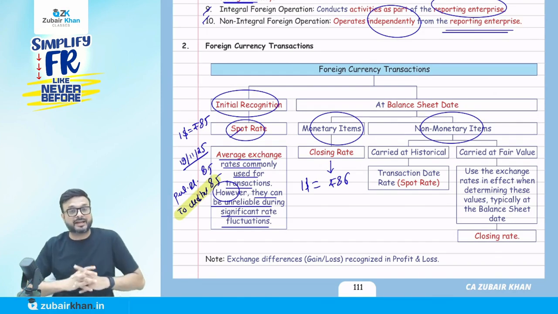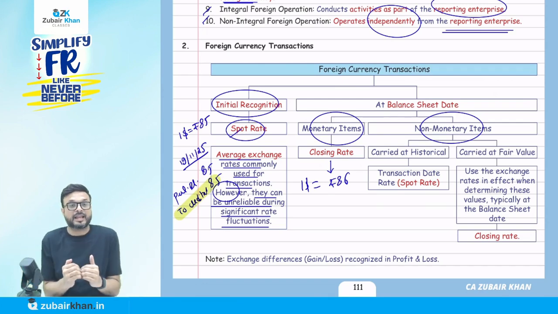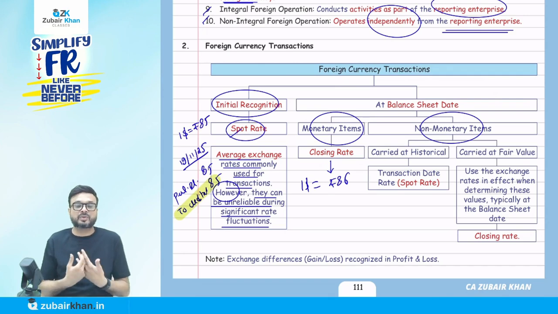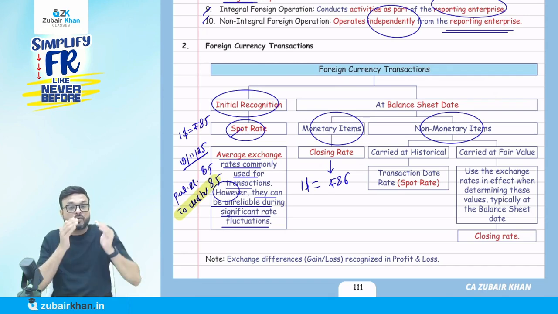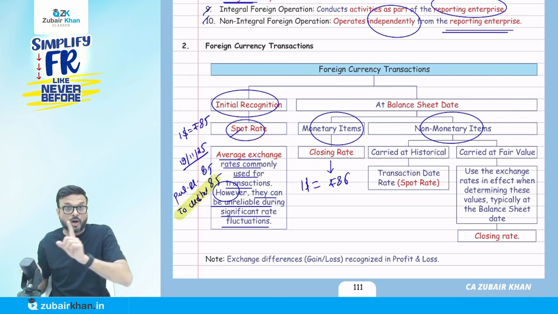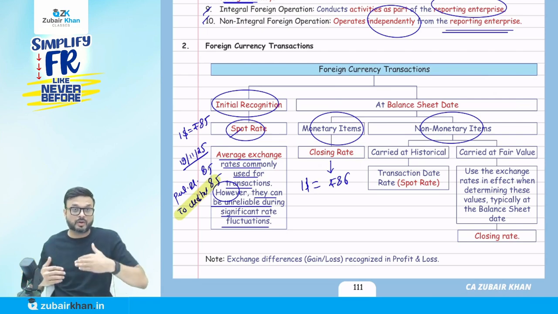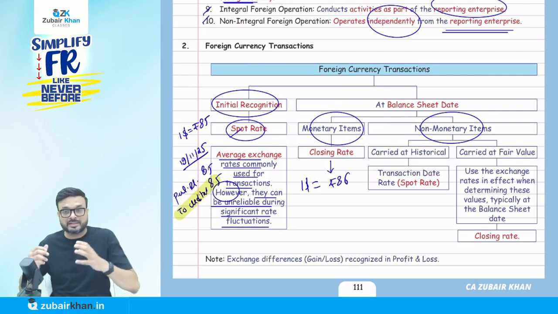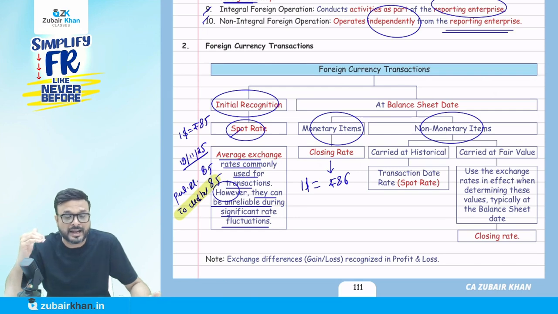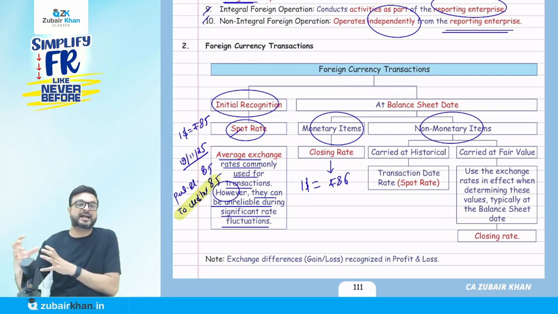So on the balance sheet date, since this is a monetary item, I have to use the closing rate. So I am going to change it from 85 to 86, only for the creditor, not the purchase account. We are talking about the balance sheet items here. This creditor is a monetary item, so I am going to change the creditor from 85 to 86.